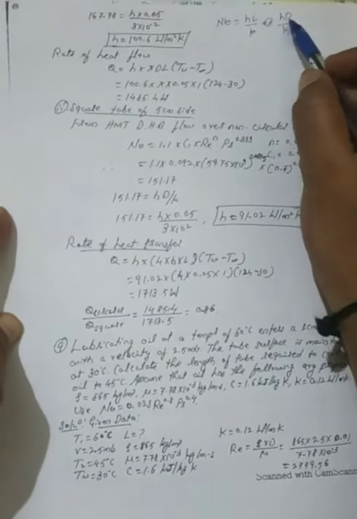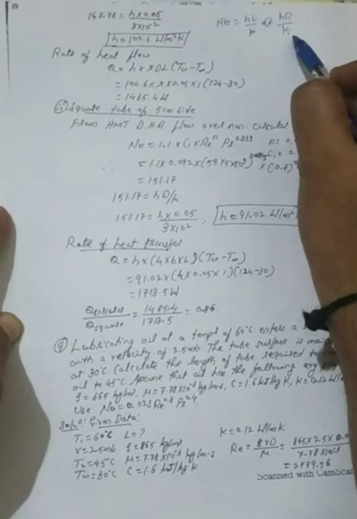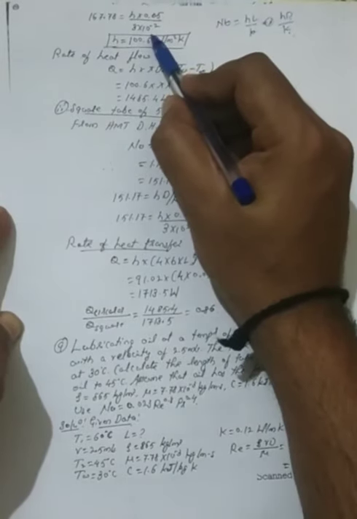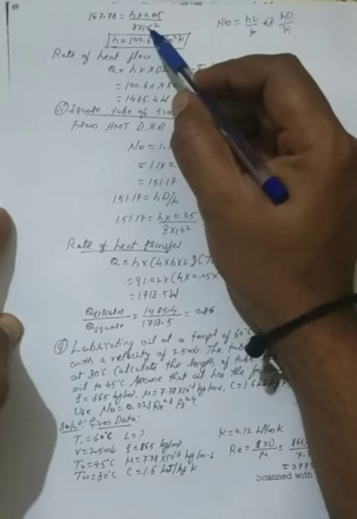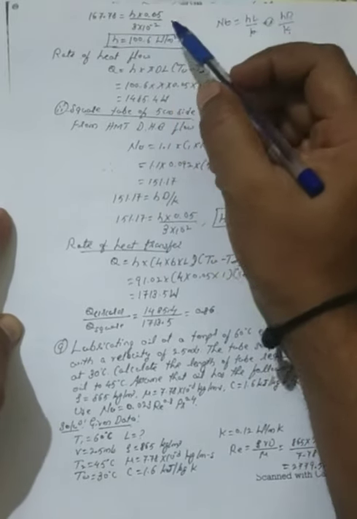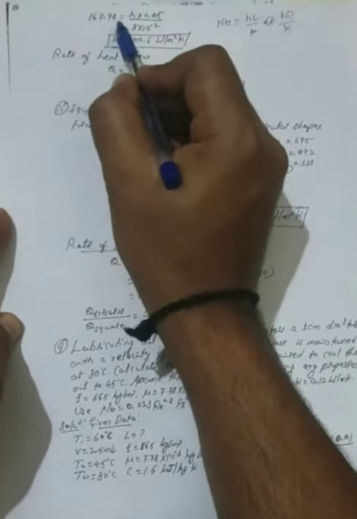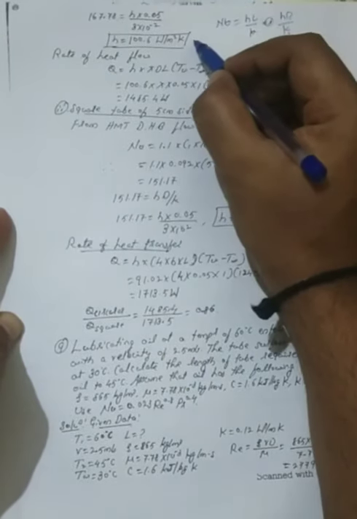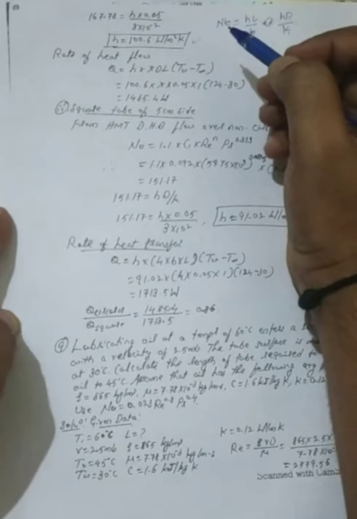Here the value of D is 0.05, and the K value, which has been taken from the properties of air, is 3 into 10 raised to minus 2. So here the Nusselt value is 167.78. So we got the H value by substituting all this in the equation. We got the H value as 100.6 watt per meter square.